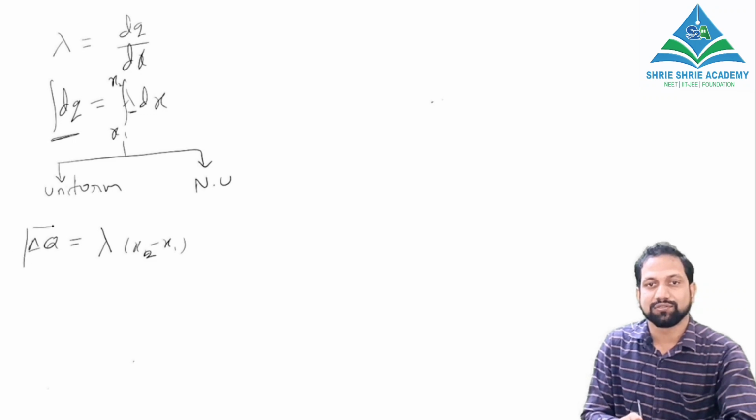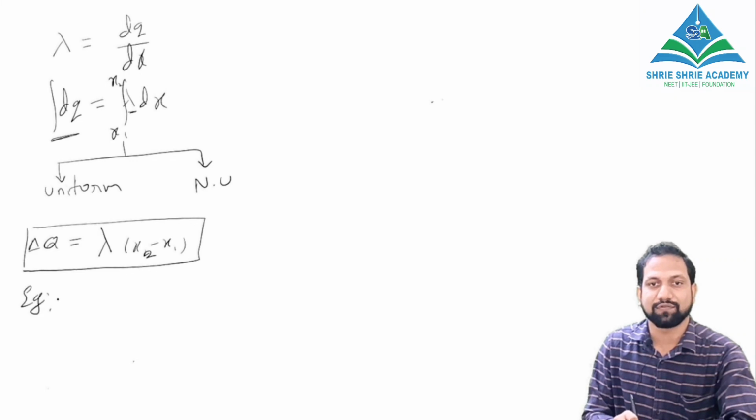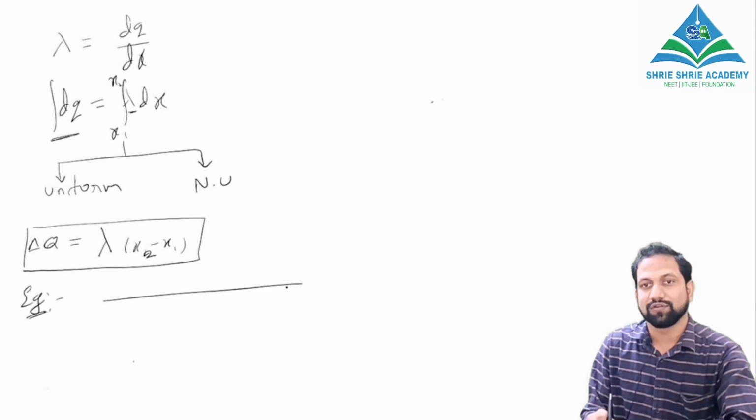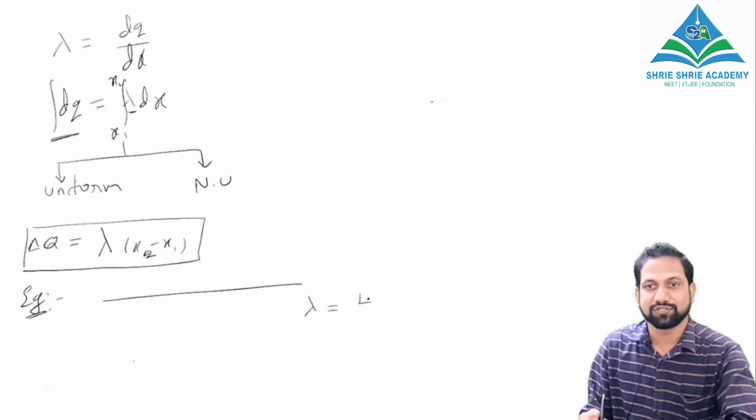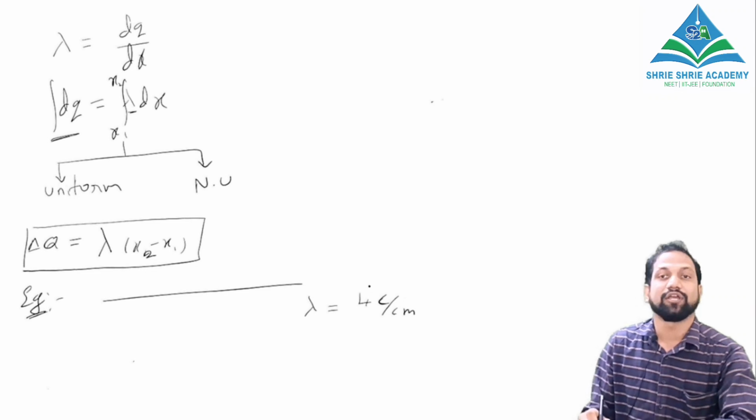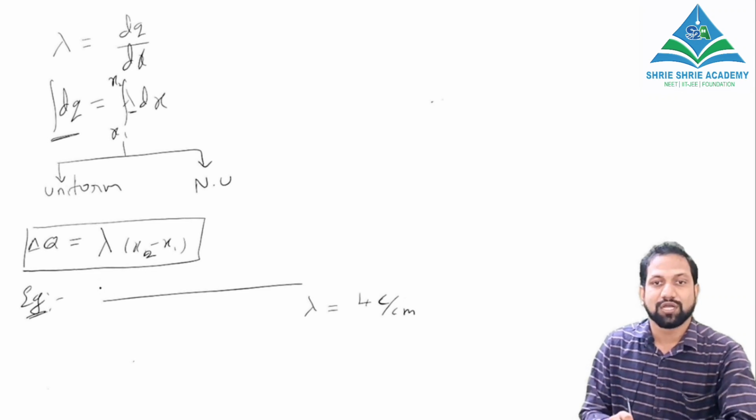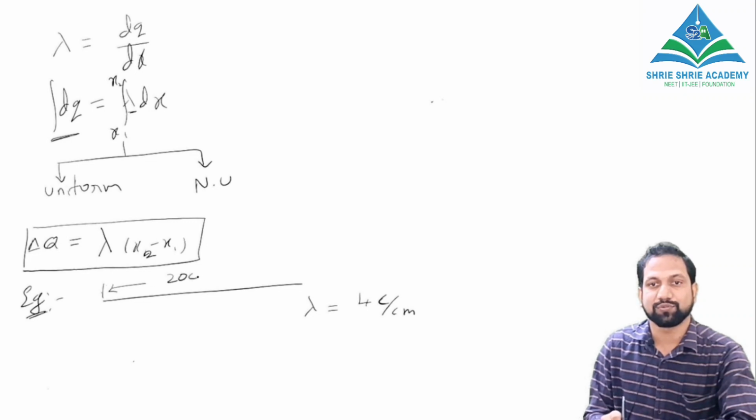Okay, so this is a very simple and straightforward equation. For example, consider a wire which has a uniform linear charge density of 4 coulomb per centimeter, and the total length of the wire is 20 centimeters.